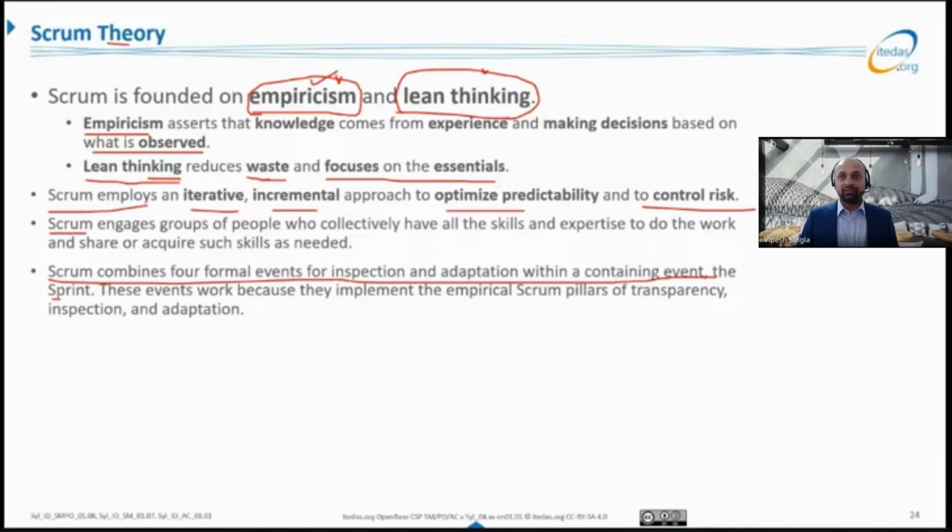And these four formal events work because they implement the three Scrum pillars: transparency, inspection, and adaptation. We'll discuss these pillars in more detail in the next slide.